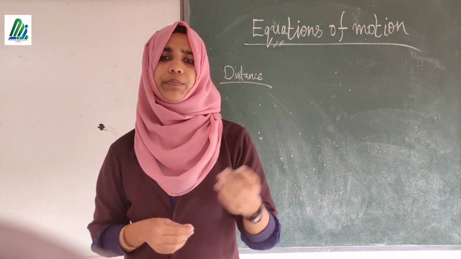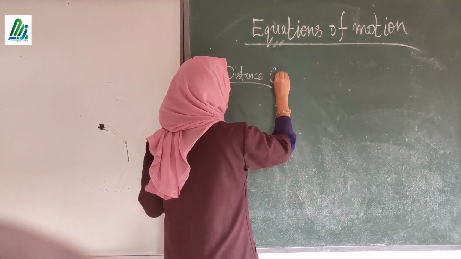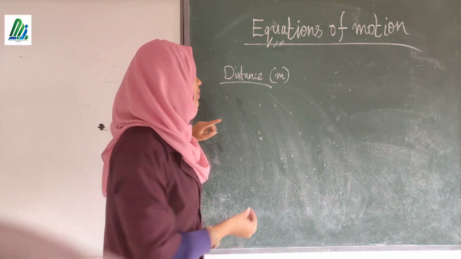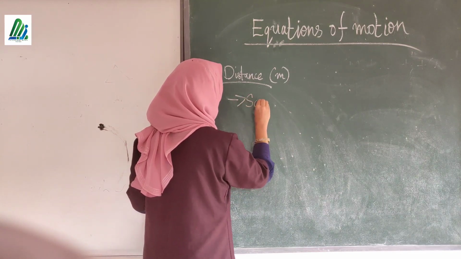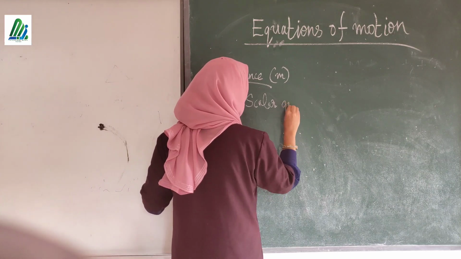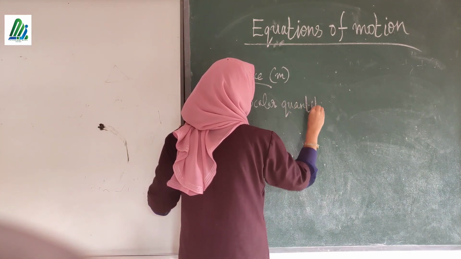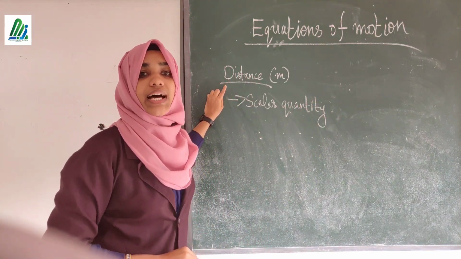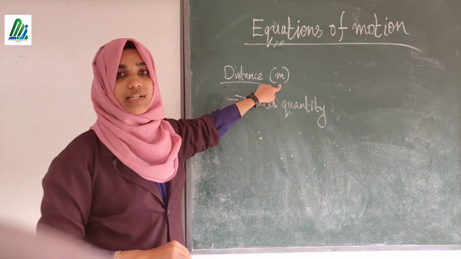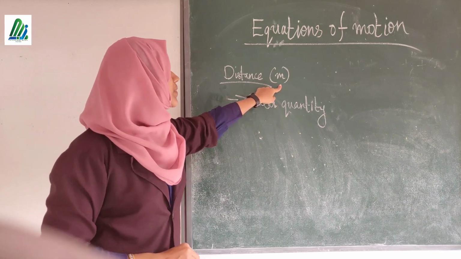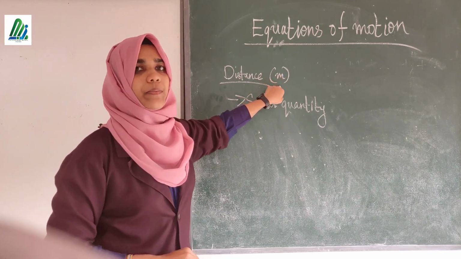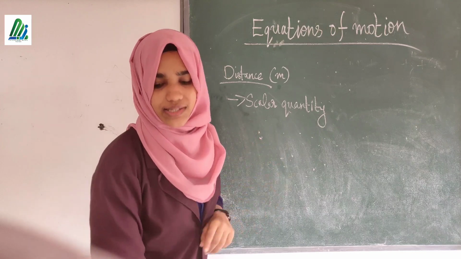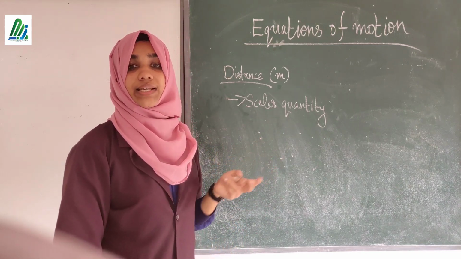The unit of distance is meter, and it is represented as small m. Distance is a scalar quantity. I think all of you got it. What is distance? Okay, next we move to another term, that is speed.